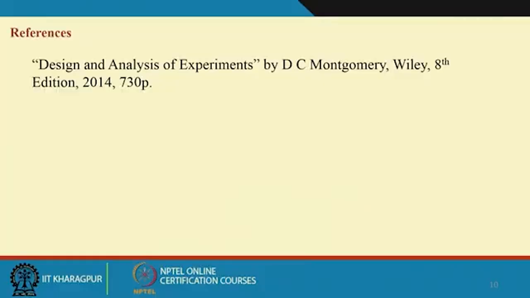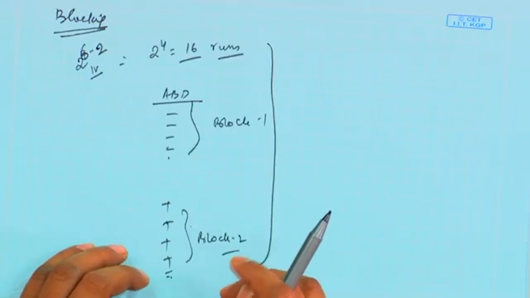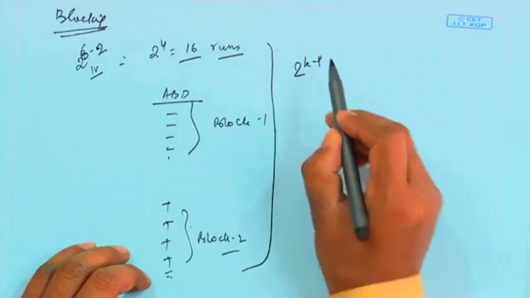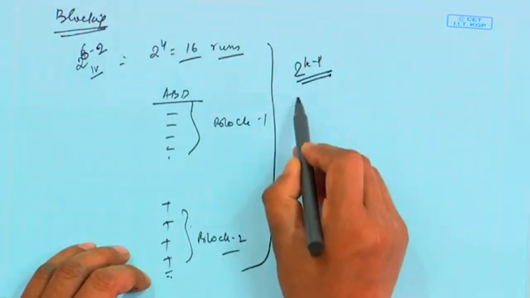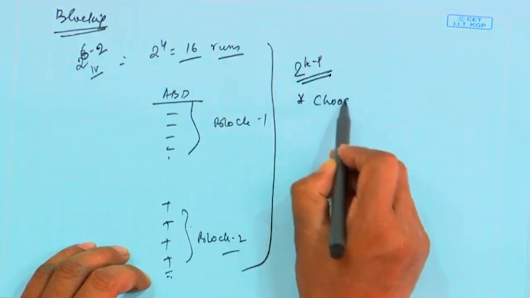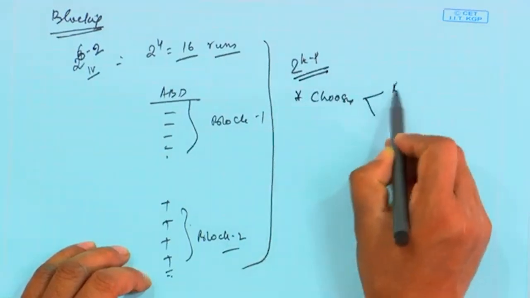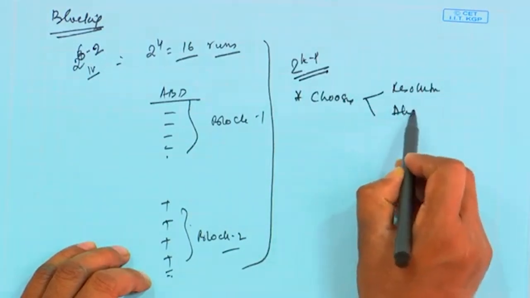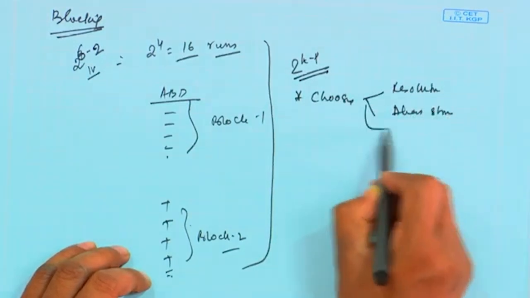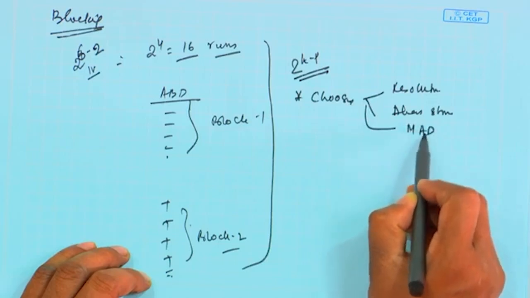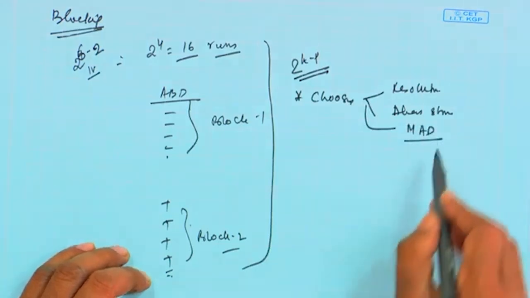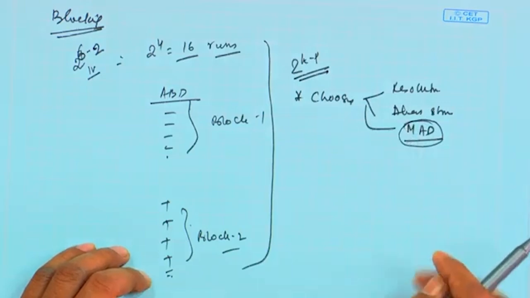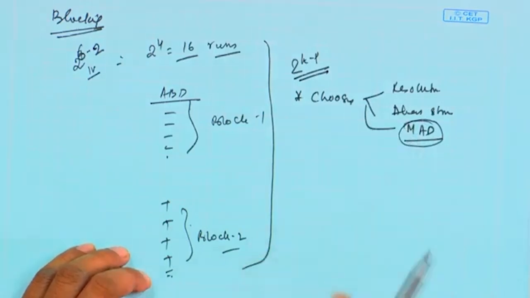So we have discussed, very precisely, the 2 to the power k minus p fractional factorial design. I said that choosing a design is very important. Here, one of the issues is resolution, which is a very important one, along with the alias structure, and this will ultimately lead to the minimum aberration design. So this is the best one, because it will give you a better alias structure.